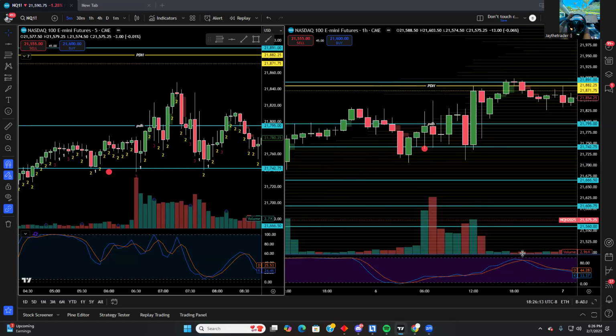I'm just long until my 1 hour stochastic RSI goes from that buyer zone into that seller zone. Once it hits there, I know I'm good. I'm changing my overall bias for the day from bullish to bearish, right? Because now I'm looking for a sell, and you'll see, right?